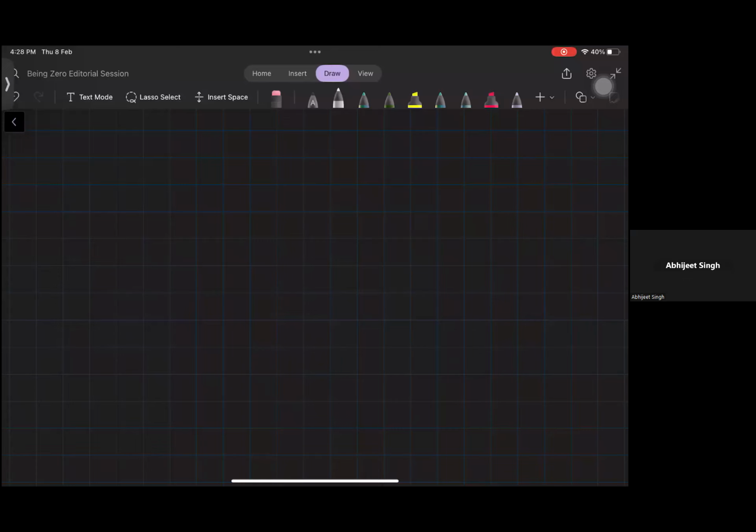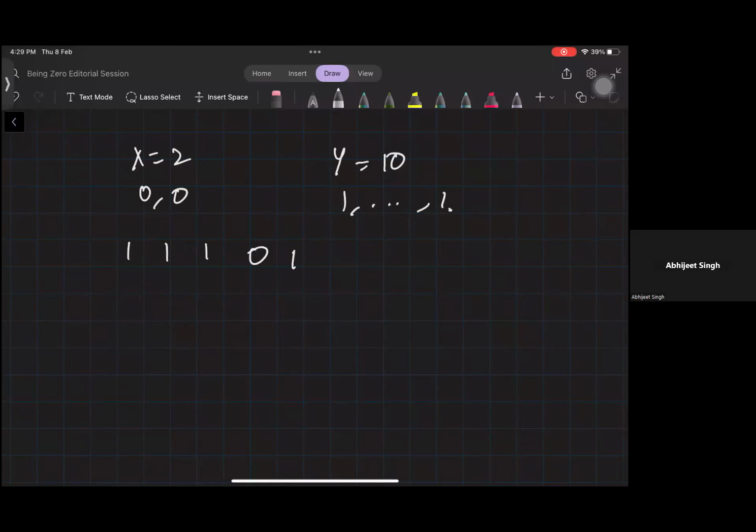So let's get on to the approach of the problem. Let's start by looking at the sample test cases. We have x as the number of zeros, y as the number of ones. Let's take the first test case: x is 2, y is 10. So we can have 2 zeros and 10 ones. Let's start placing them and see how we can do it. One thing we can do is 1, 1, 1, 0, 1, 2, 3, 4, 5, 6, 7. This can be one way.